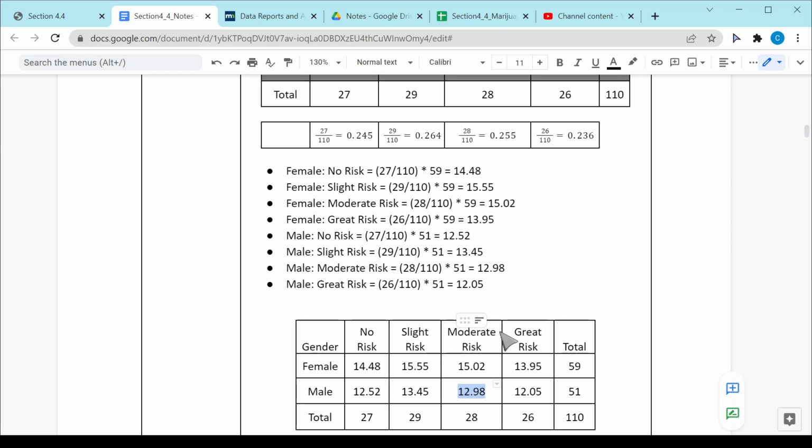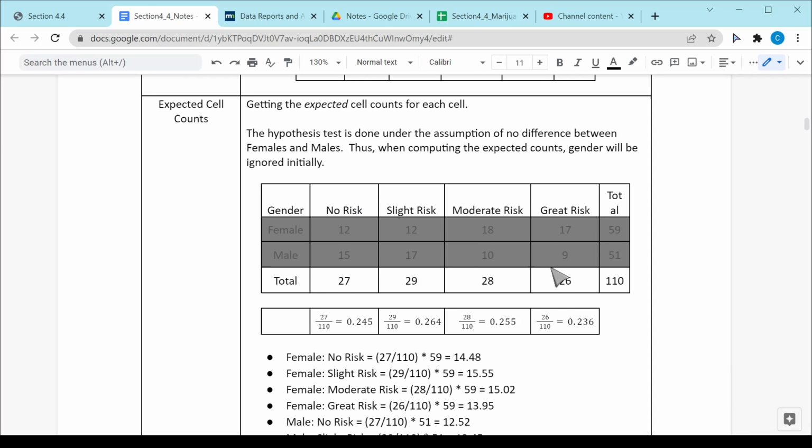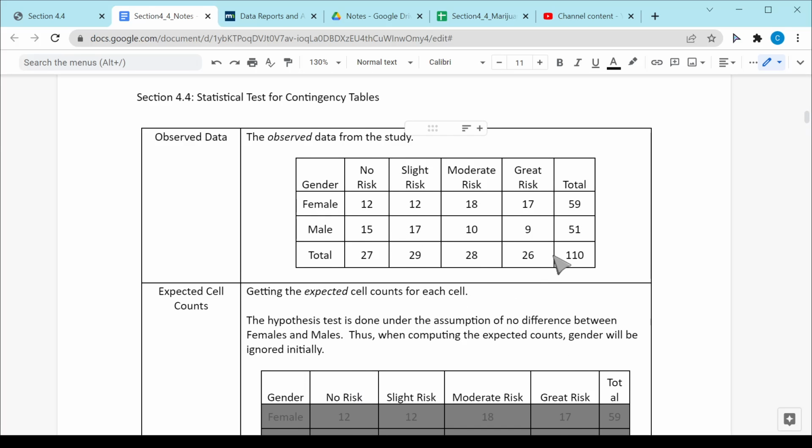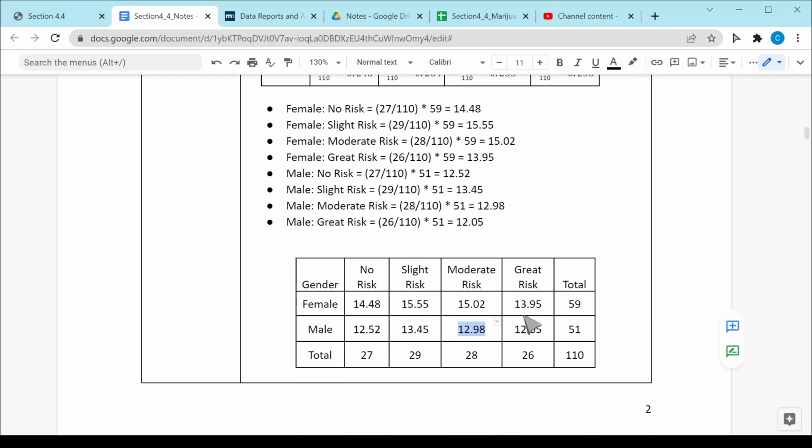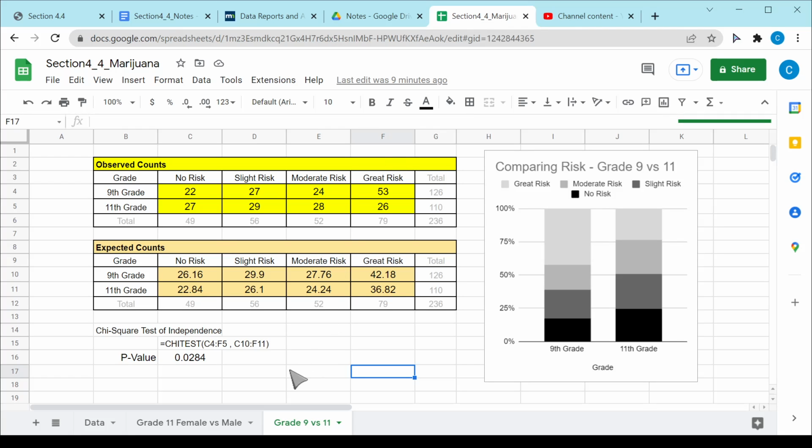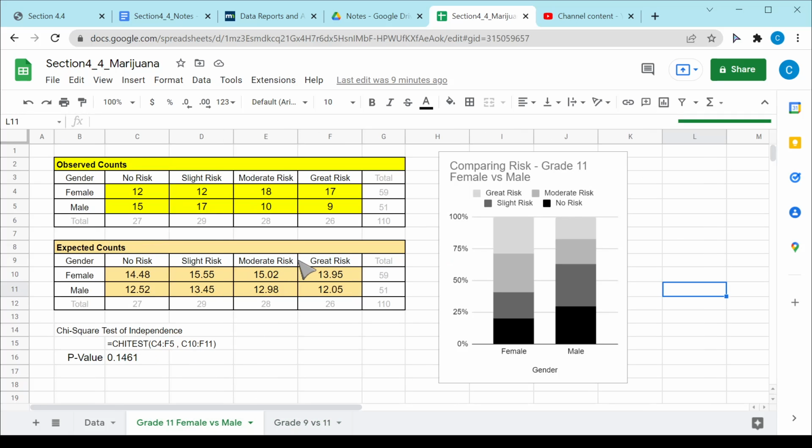So I have to do those calculations for all of the cells here to get these expected counts. Once I have those two sets, the observed counts and the expected counts, I need to put them into a spreadsheet. So that's what I have here. Let's go to the tab for the males and females. So the 12, 12, 18, 17 here, and then I got the 15, 17, 10, and 9 here.